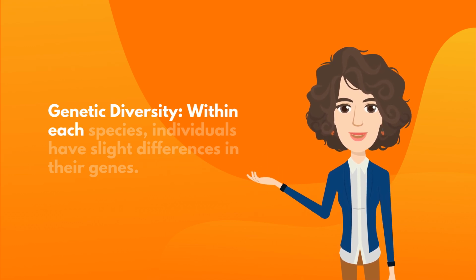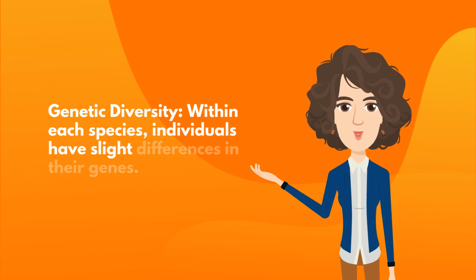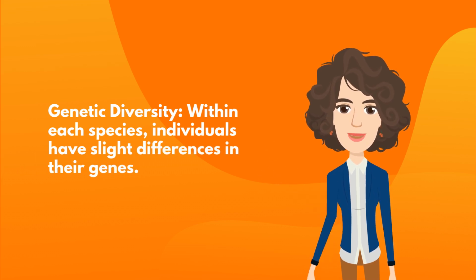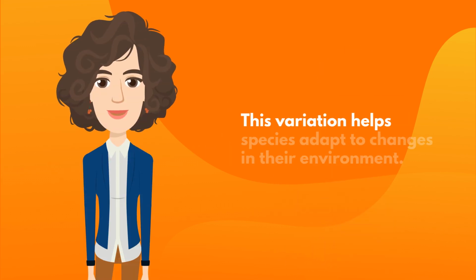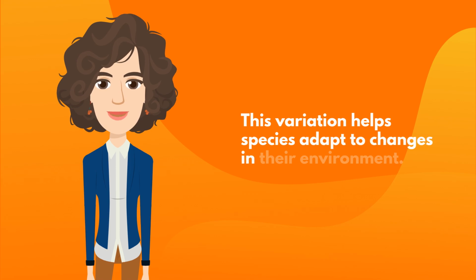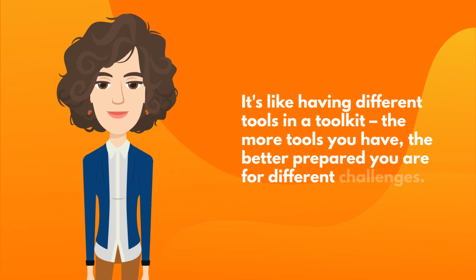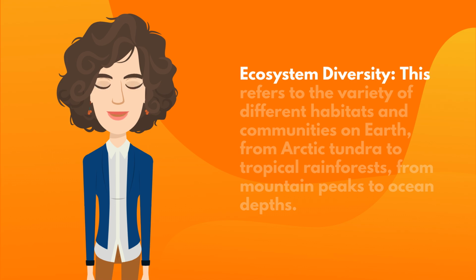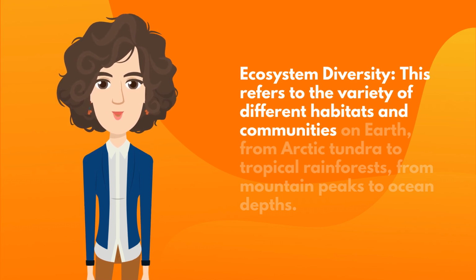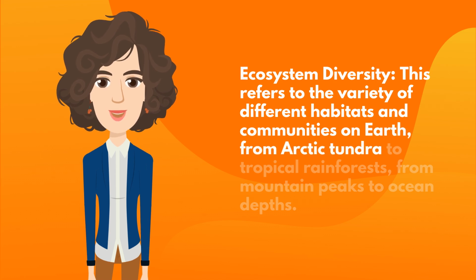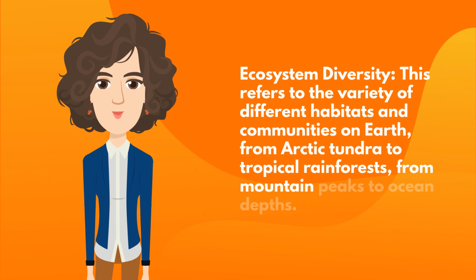Genetic diversity. Within each species, individuals have slight differences in their genes. This variation helps species adapt to changes in their environment. It's like having different tools in a toolkit. The more tools you have, the better prepared you are for different challenges. Ecosystem diversity. This refers to the variety of different habitats and communities on Earth, from Arctic tundra to tropical rainforests, from mountain peaks to ocean depths.